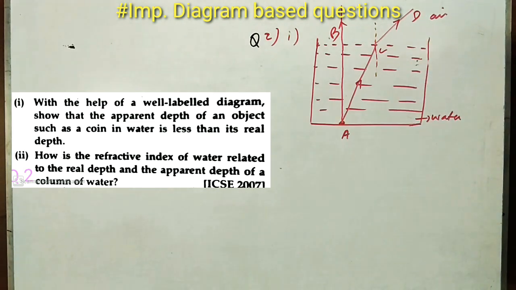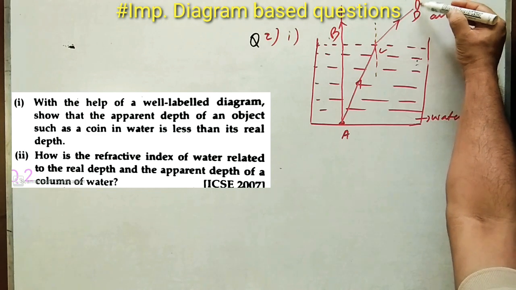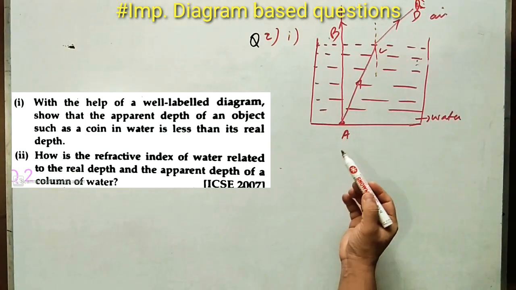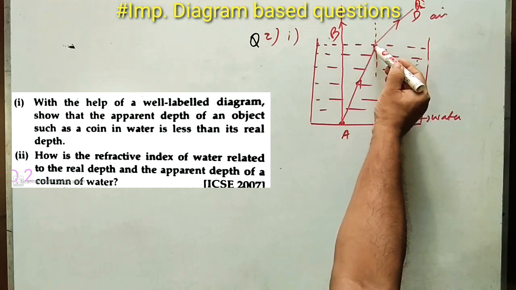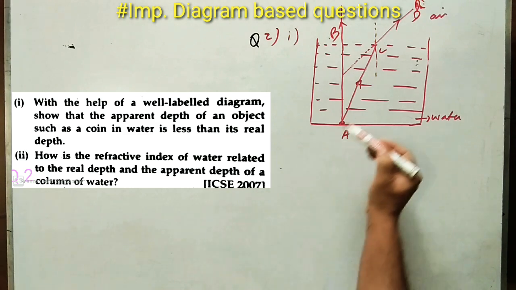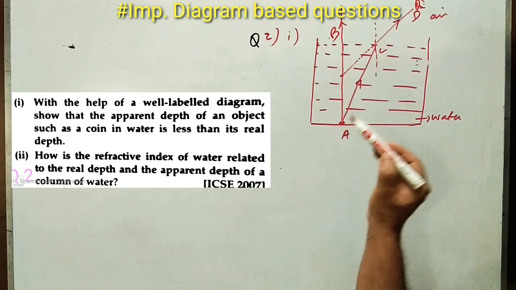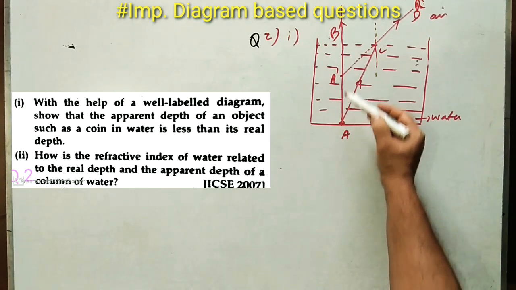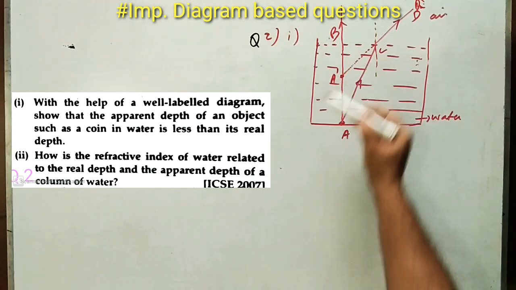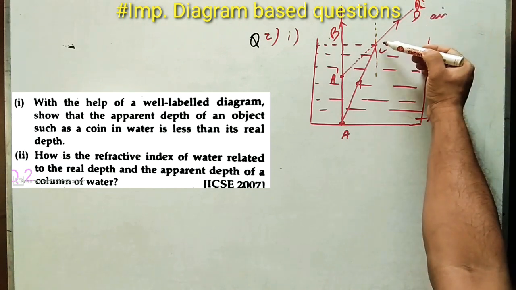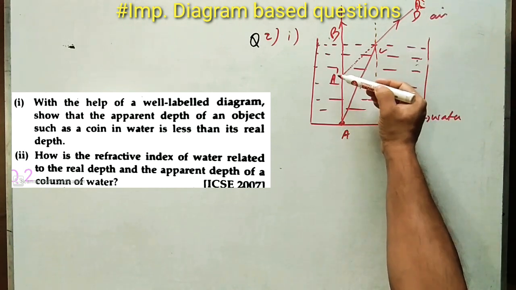Alright, so it reaches the eyes of an observer. For an observer, he feels that these light rays appear to be emerging from a point. So in order to find out that, you produce the ray backward, and this is the apparent position of the coin, A dash. The coin appears to be raised, and for an observer looking from here in the rarer medium, he feels that the coin appears to be raised.